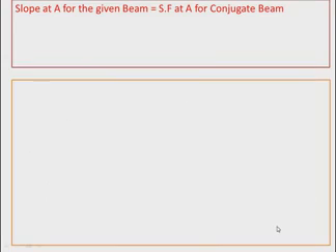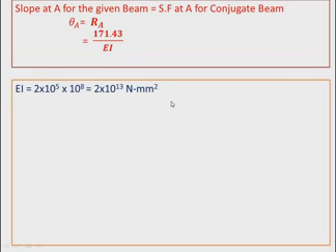Once you get this RA and RB, what is asked here? Slope at A is asked. Slope at A for the given beam is equal to the shear force at A for the conjugate beam. That is, slope at A is theta A, and shear force at A is nothing but the reaction at A, that is RA. The reaction RA is calculated already, which equals 171.43 divided by EI.